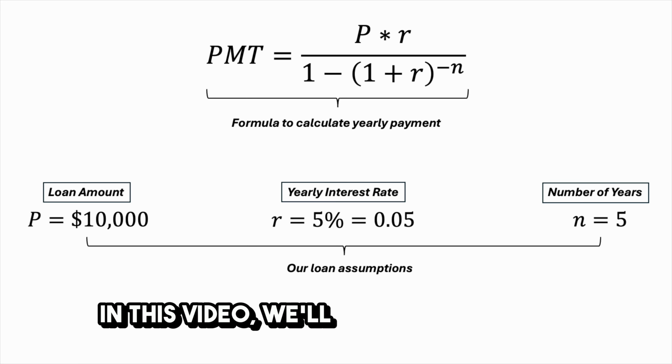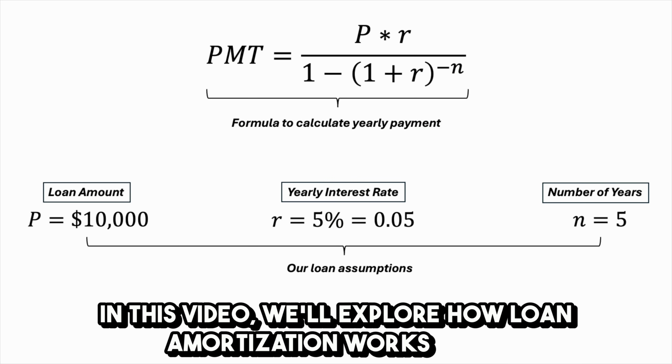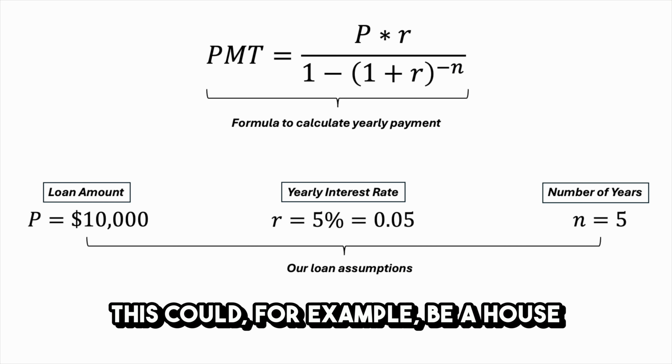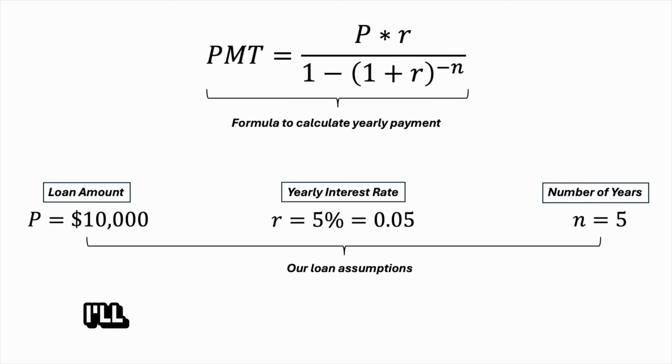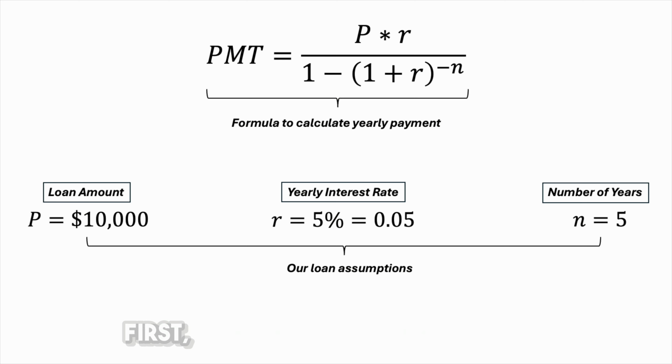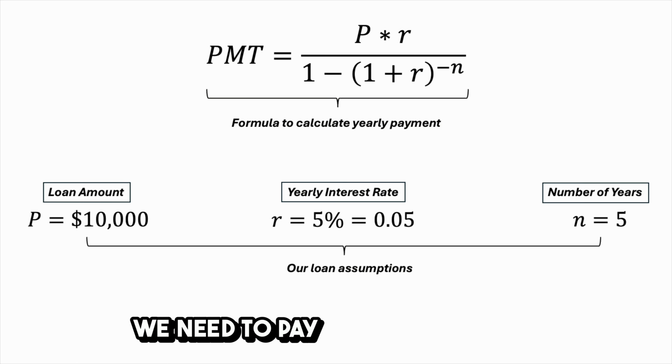In this video, we'll explore how loan amortization works when you have a 5-year loan with annual payments. This could, for example, be a house mortgage and is also called an annuity loan. I'll walk you through the formula and show how each payment breaks down over the life of the loan in a step-by-step process. First, we need to know how much we need to pay back every year.